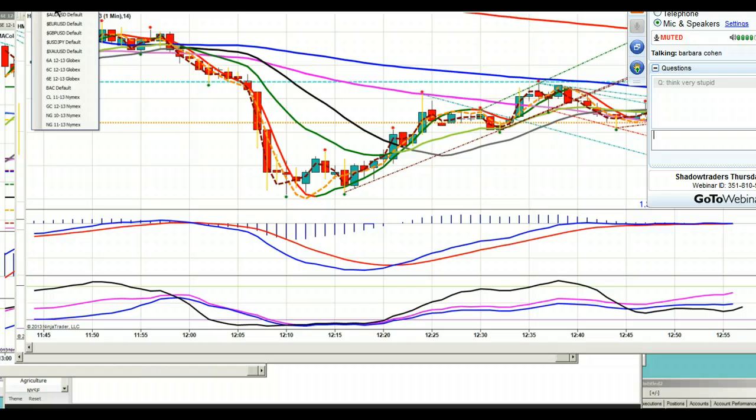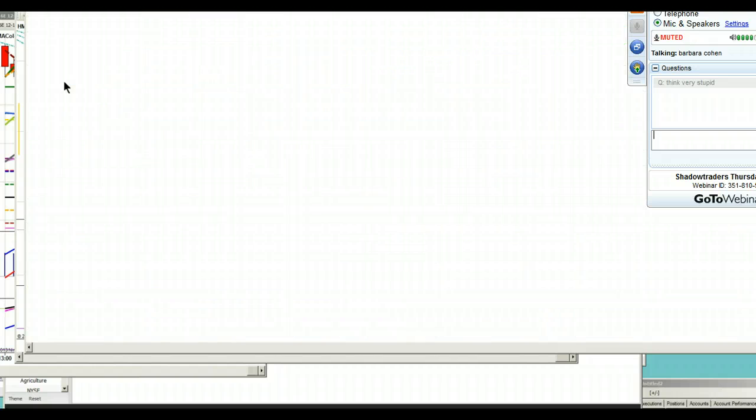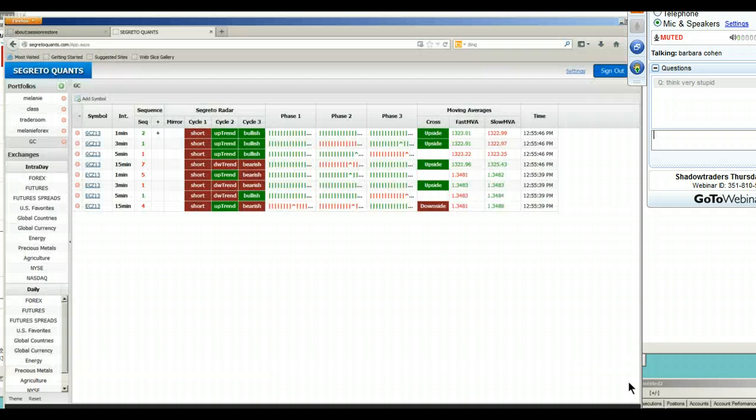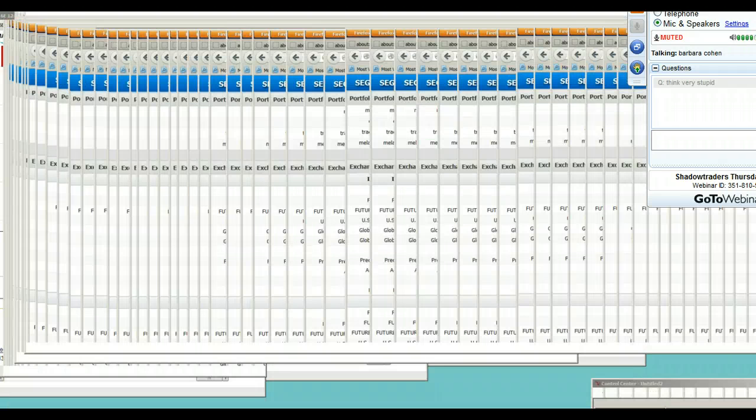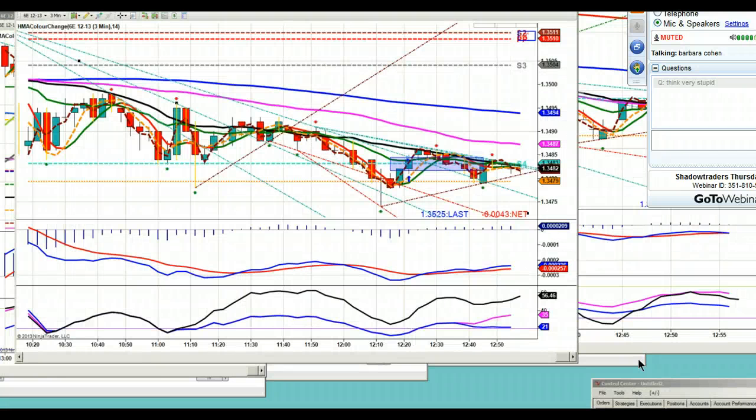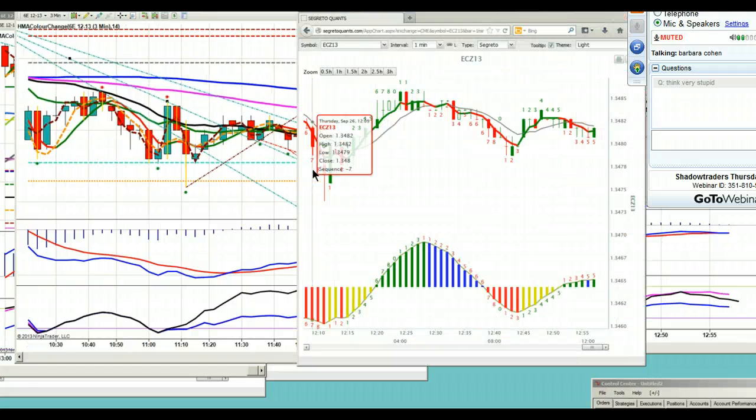But let's take a look quickly in terms of timing. If I use the Segredo here, I'm just going to move this table out to the side for a second. Whoops, look at that. And if I use this 1 minute chart here, before it disappears on me, you'll notice when I made this trade, it was at 12:21. 12:21 is when I made the trade.